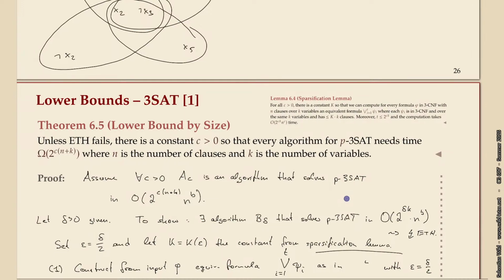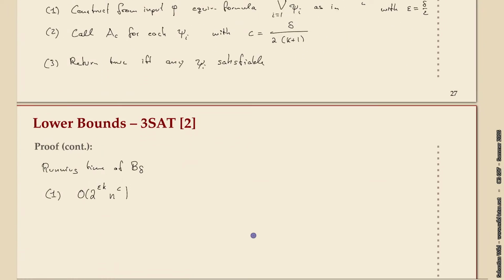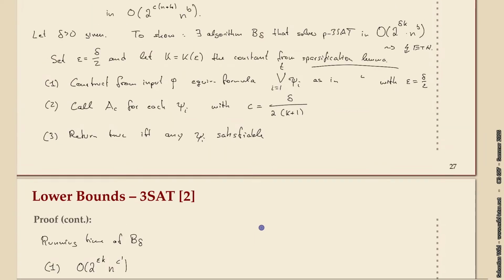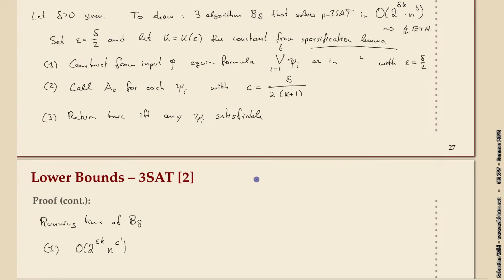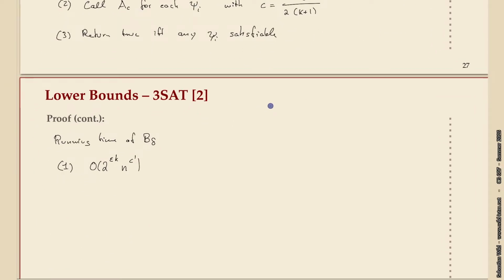I guess here the c is an arbitrary polynomial part, so let me rename it to c prime, because c for us has a specific meaning. Okay. Now we can plug in what we know for epsilon, which is delta over 2. And the polynomial part. That's the first step.